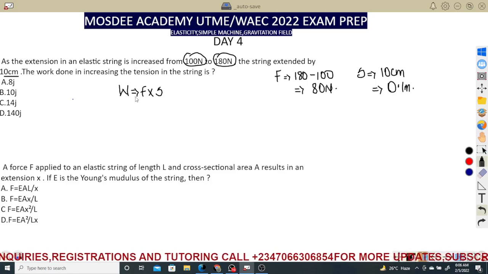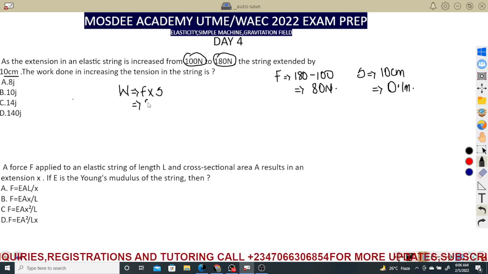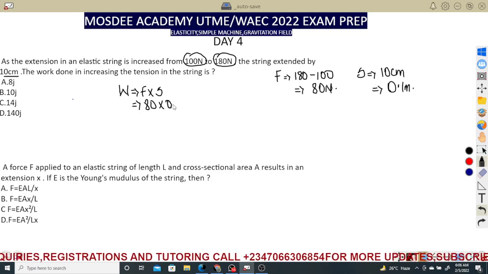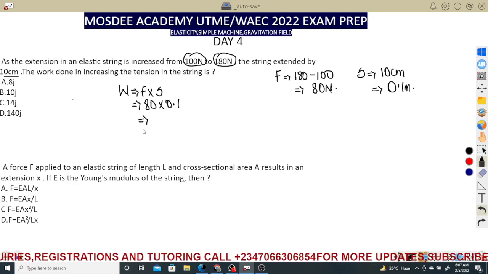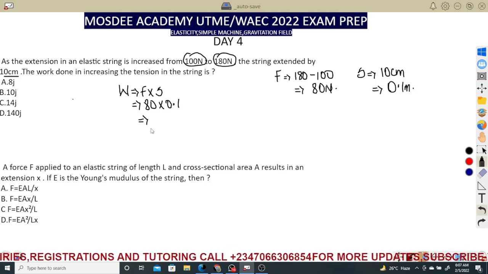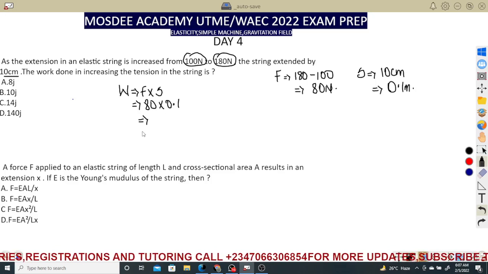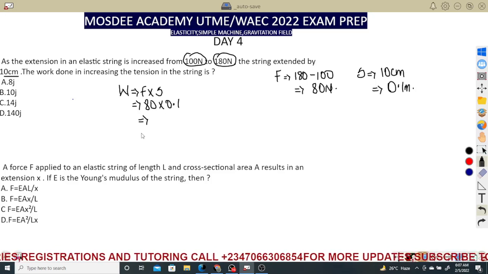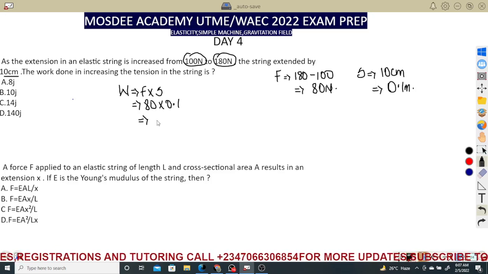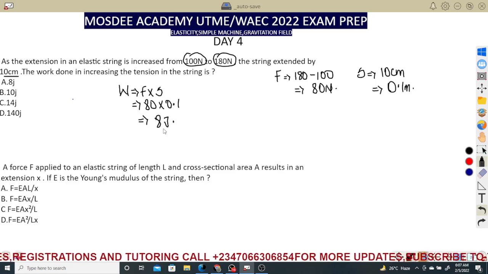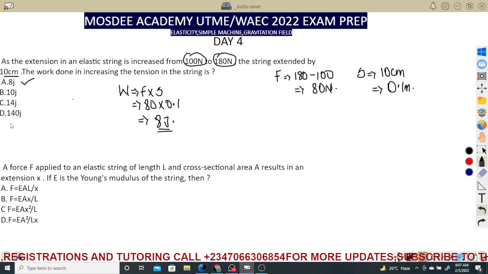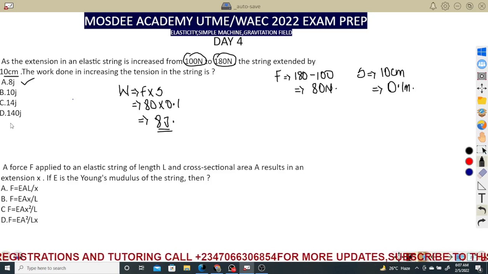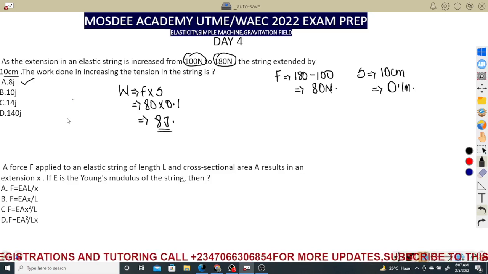So if we go by the multiplication, we can say 80 times 0.1, and directly the work done in increasing the force. I am not calculating the work done to extend the string. So please note that. So 80 times 0.1 is going to give me 8 joules, and that is the right answer to this question. So the first question of today, as you can see, is 8 joules. And I think that is a very popular concept we might have learned in our junior classes.